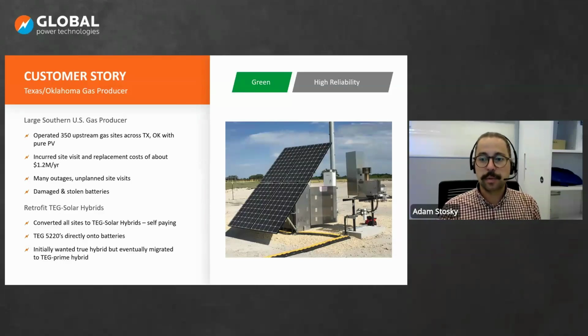So by implementing these TEGs, they were basically able to lower their total cost of ownership, and they kind of recovered that initial capital cost by reducing their incurred site visit and battery replacement costs.